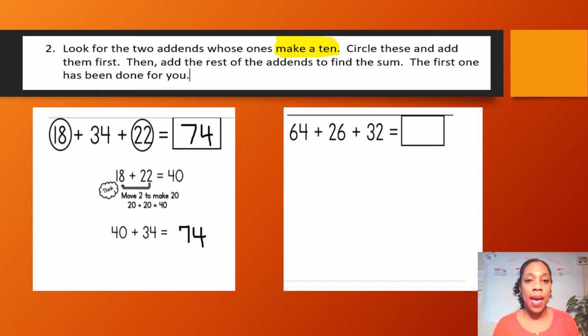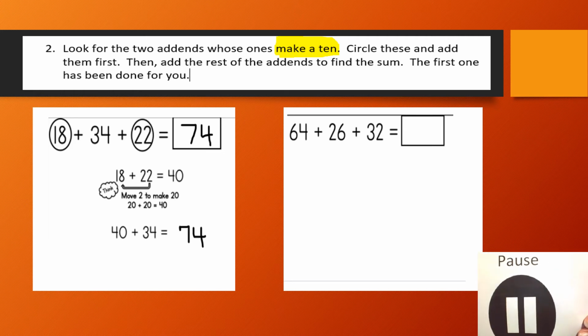Look at the two add-ins whose ones make a 10. Circle these and add them first. Then add the rest of the add-ins to find the sum. The first one has been done for you. I want you to pause the tape for a minute, please, and look at the first problem.